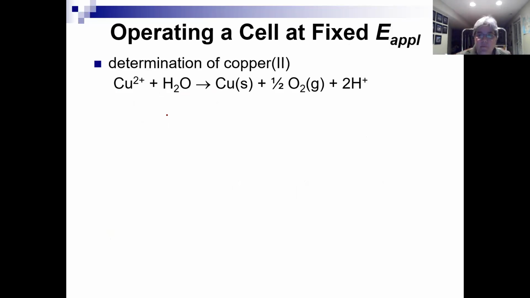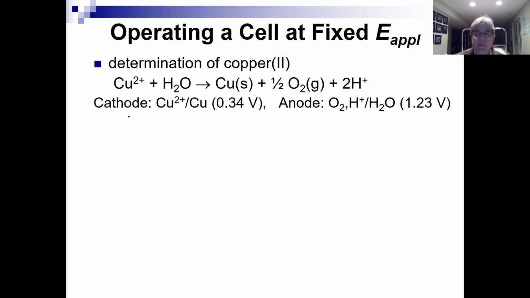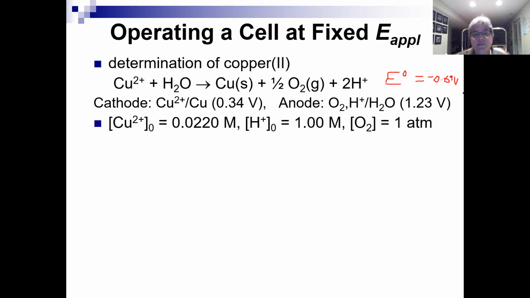So let's look at an actual example. I'm going to deposit copper. My copper reduction reaction at the cathode is copper 2 going to copper, and E0 for that is 0.34 volts. Then the anode reaction is this. Notice that the E0 applied would just be cathode minus the anode, so it'd be minus 0.89 volts at standard conditions. Now this one is not standard. The initial copper is 0.022. The hydrogen and the oxygen are standard. So then we would have to use the Nernst equation to calculate what E applied is.